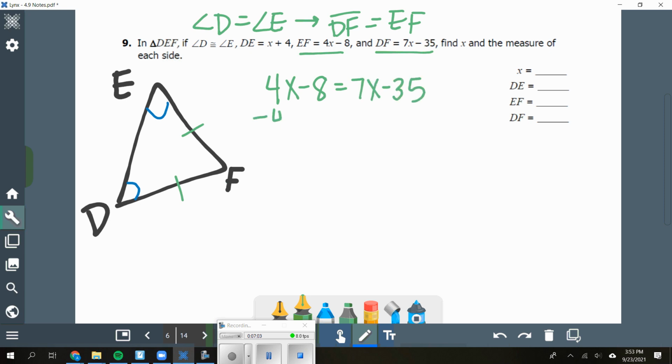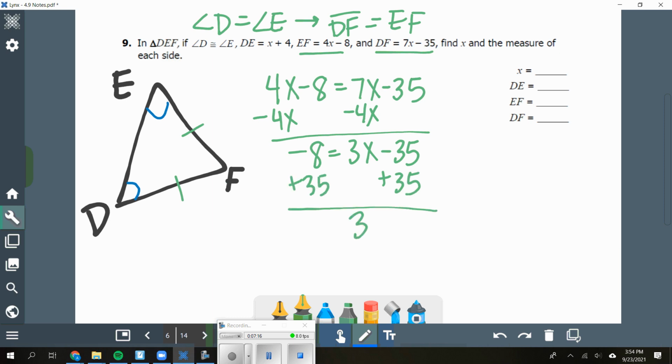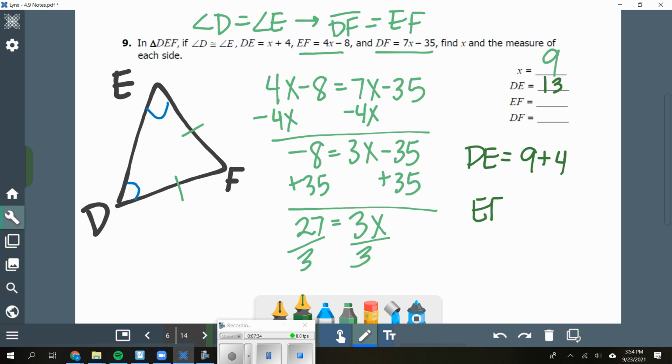And then move my 4x. Add your 35 over. And then divide by 3. So x is 9. Again, plug them in. So DE is equal to 9 plus 4, 13. EF is equal to 4 times 9, 36, minus 8, which is 28. And again, you can just say that DF is going to be that, or you can check it and plug it in, making sure that you actually get 28.